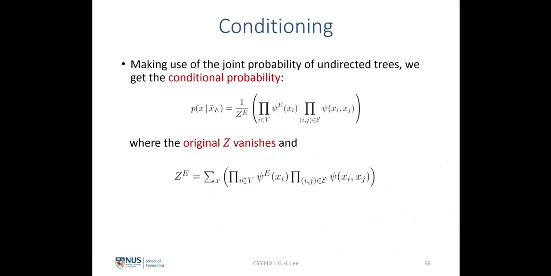And by making use of the joint probability distribution of an undirected tree, we get the conditional probability expression in this form, where we introduce the evidence potentials into the unary terms, where the original Z vanishes and it becomes this particular term, where we introduce the delta of x_i and x_i bar, which we call the evidence potential.